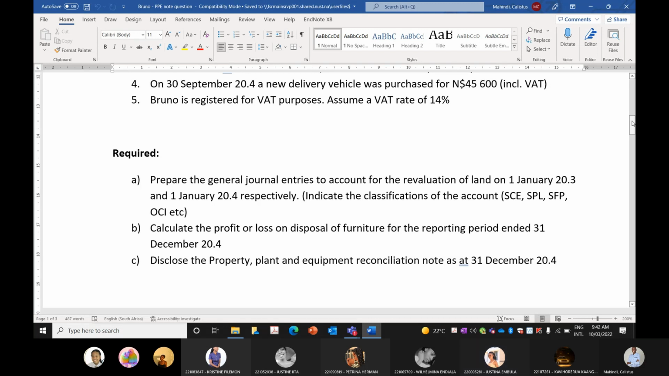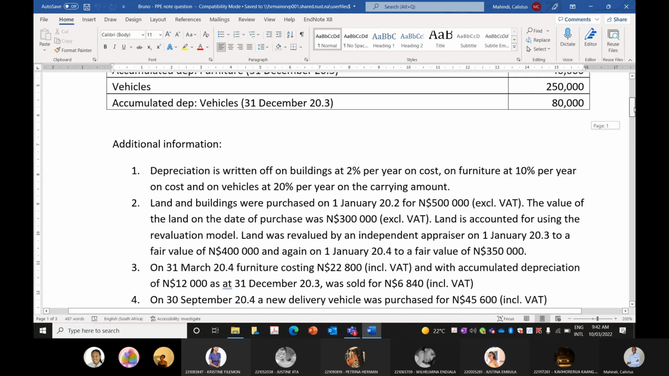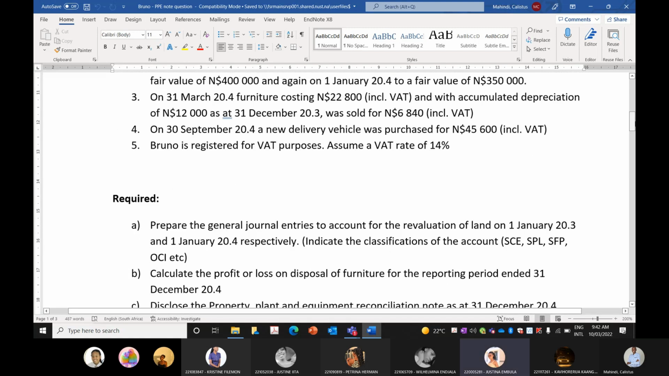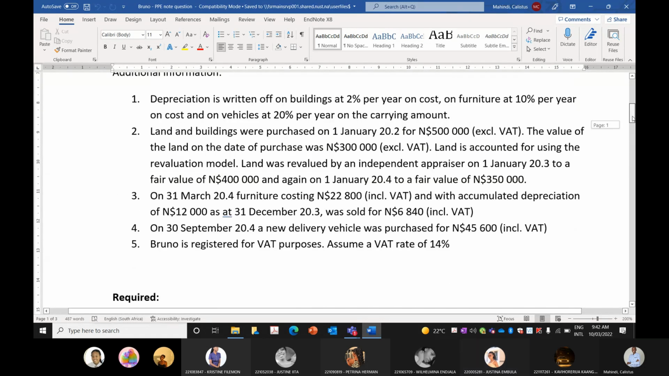I think it's pretty straightforward. Let us start with required A. Prepare the general journal entries. So you were already supposed to have done this. Prepare the general journal entries to account for the revaluation of land on 1st of January 20.3 and 1st of January 20.4. Was this land revalued twice? Let us see.